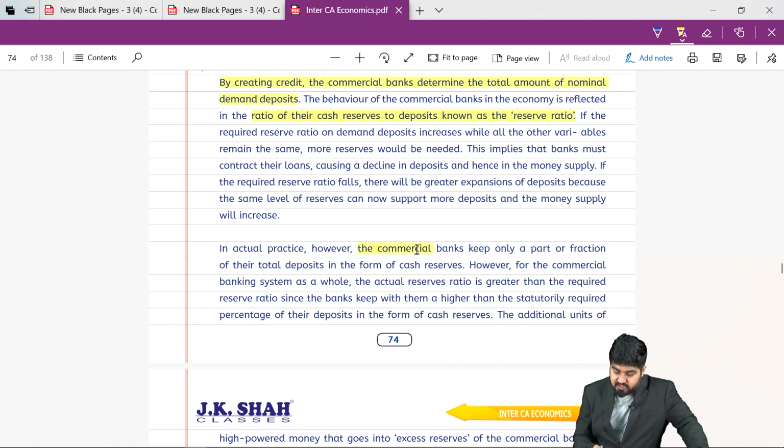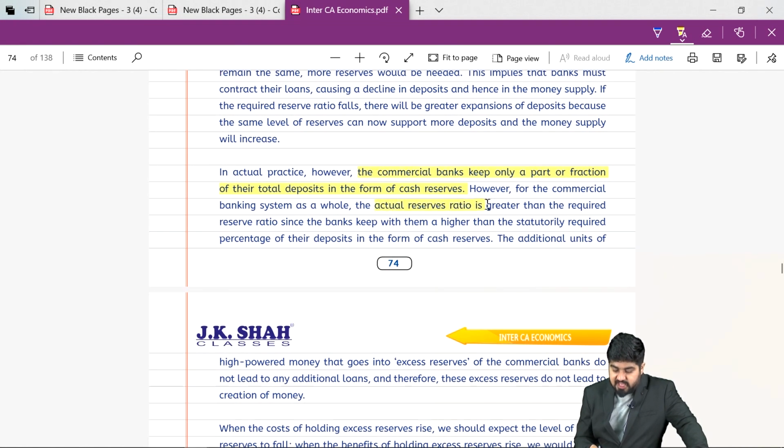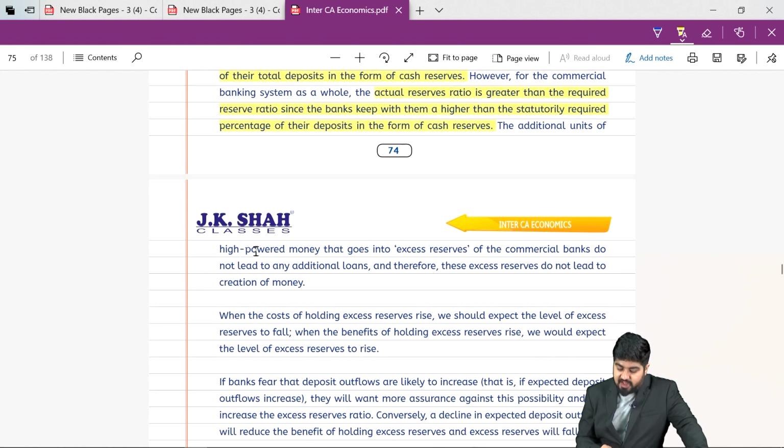However, the commercial banks keep only a part or the fraction of their total deposit in the form of cash reserves. For the commercial banking system as a whole, actual reserve ratio is greater than the required reserve ratio, since the banks keep with them a higher than the statutorily required percentage of their deposit in the form of cash reserves. The additional unit of high powered money goes into what? Excess reserves. So if there is higher level of excess reserves, of course it will contract our money supply.